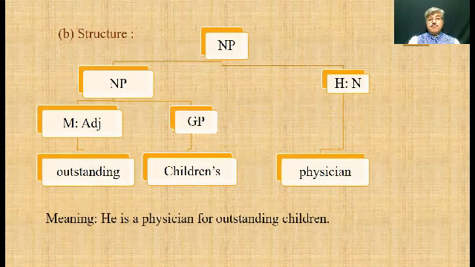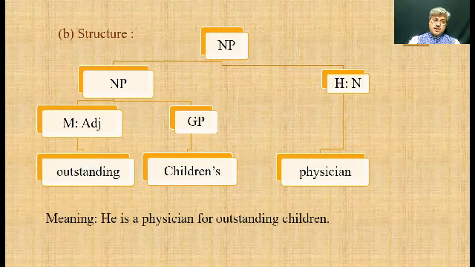In the second example, outstanding children's physician. Here, NP and head noun physician, modifier adjective outstanding, genitive phrase children's. Outstanding children's physician. It means he is the physician for outstanding children, not common children. The children who are outstanding, and for those outstanding children only, he is the physician.